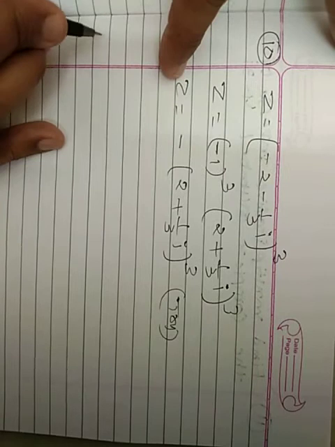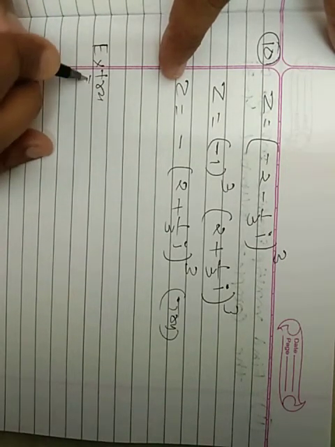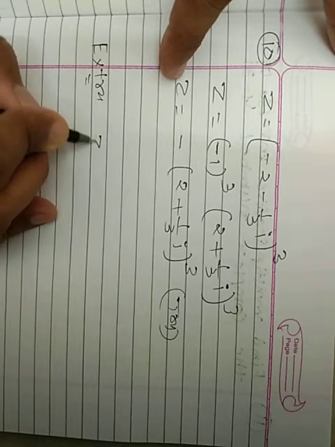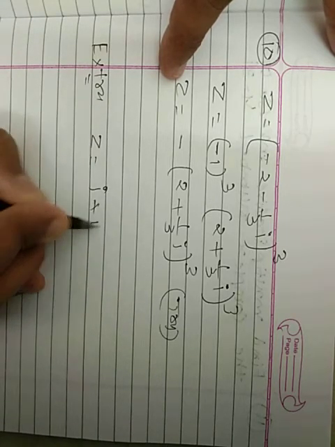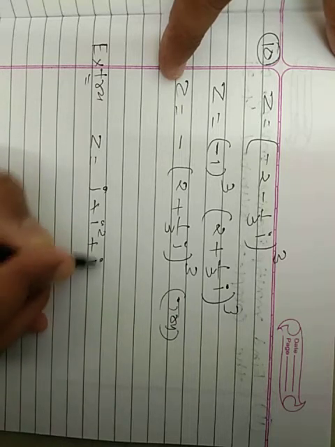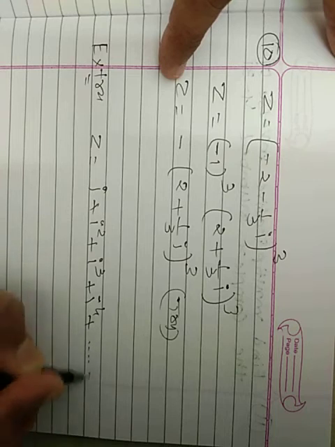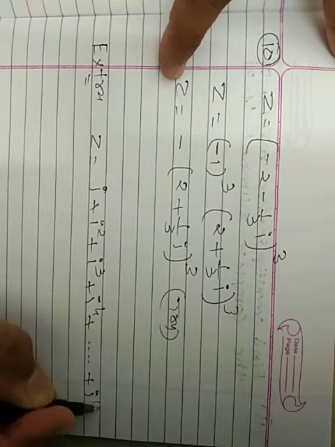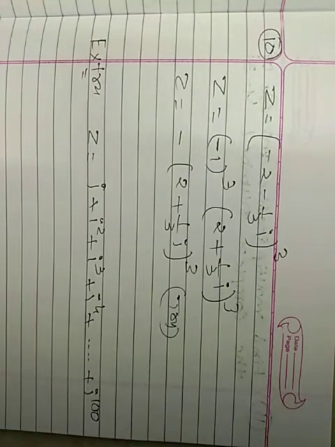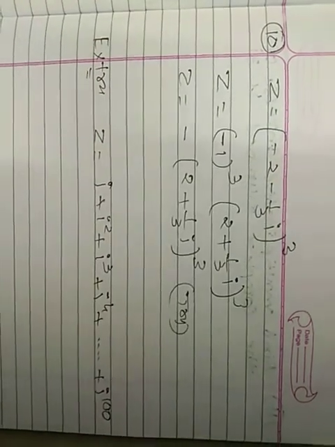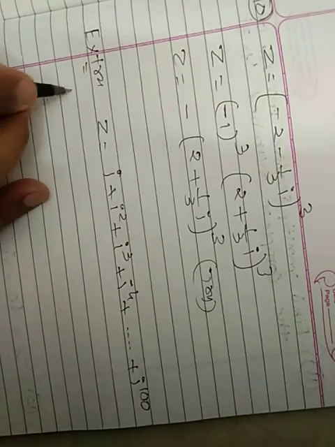Okay, I will do one more extra sum. Like Z is equal to i square, i cube, i raised to 4, up to i raised to 100. Okay, convert this into a plus bi form. Looking hard but it is an easy sum.